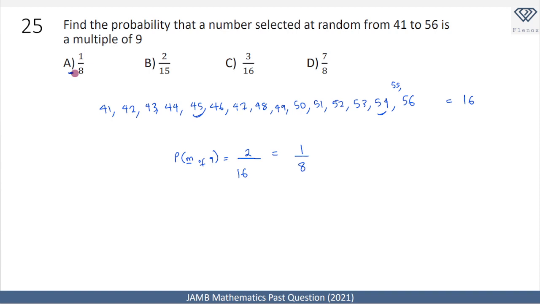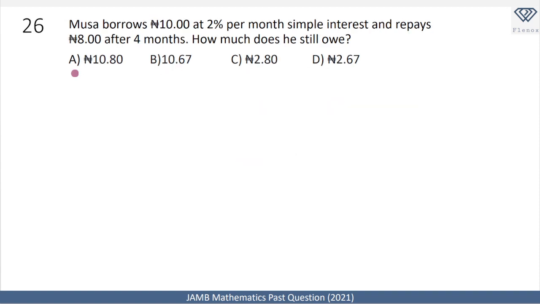Moving on to the next part, it says that Musa borrows 10 naira at 2% per month simple interest, and he pays 8 after 4 months. How much does he still owe? Now, this is a question that has to do with simple interest. If you don't understand simple interest, I encourage you to watch a thorough video that I've uploaded on simple interest, and this will be very helpful to give you a good understanding of that.